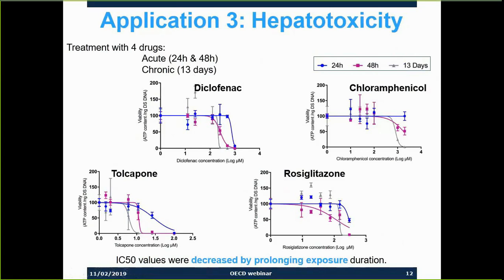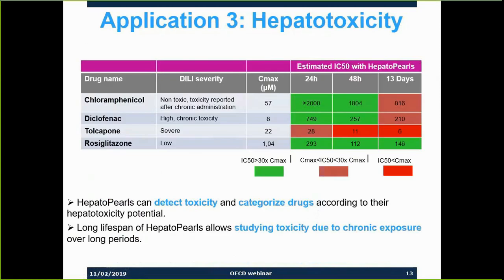Interestingly, we showed that the hepatopers can categorize drugs according to their hepatotoxicity potential, and above all, that they can be used to detect toxicity due to chronic exposure, as is the case for chloramphenicol or diclofenac.